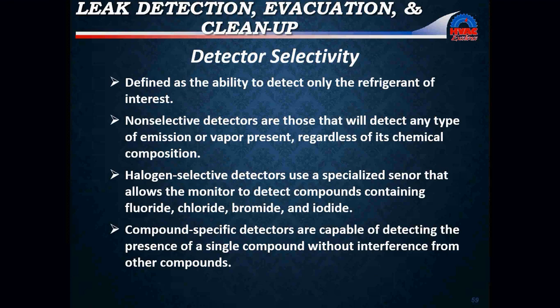Detector selectivity is defined as the ability to detect only the refrigerant of interest. Non-selective detectors are those that will detect any type of emission or vapor present, regardless of its chemical composition. Halogen-selective detectors use a specialized sensor that allows the monitor to detect compounds containing fluorine, chlorine, bromine, or iodine. Sorry, couldn't even say that word. Component-specific detectors are capable of detecting the presence of a single compound without interference from other compounds.